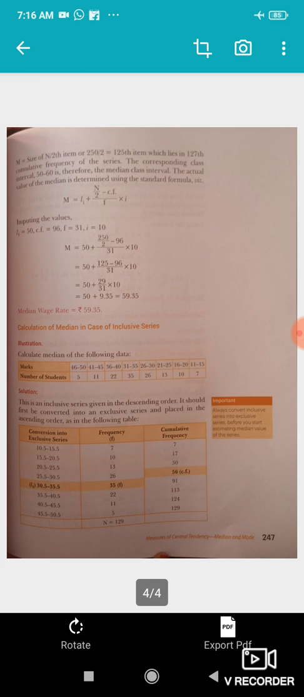Okay, now we'll apply the formula M is equal to L1 plus (n by 2 minus Cf) upon f into i in the same way, and after solving you get 59.35.